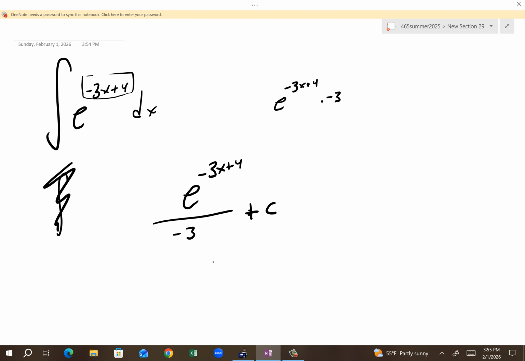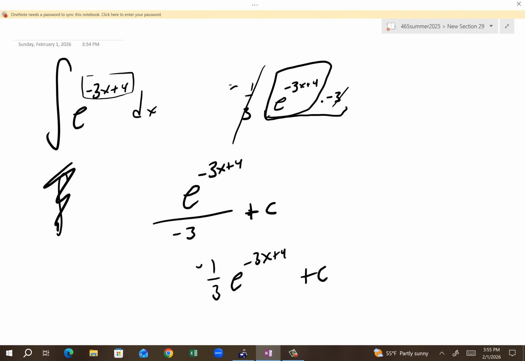Now, does that work? Well, I think so, because now if you have negative 1/3 e to the negative 3x plus 4 plus c, if you take the derivative of that, you're going to get this thing here is the derivative, yes, but there's also this negative 1, this negative 1/3 out front. And what happens to those guys? They cancel, and you're left with just that.